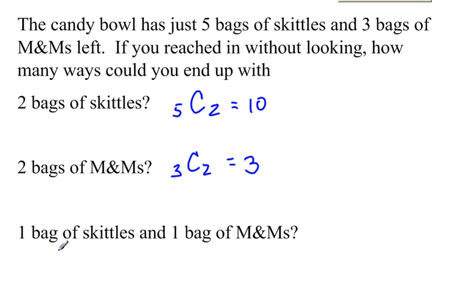Now in this next one, how many ways could I pick 1 bag of Skittles and 1 bag of M&Ms? Well, let's see. I have all the ways I could pick 1 of 5 times all the ways I could pick 1 of 3. Now these are obvious. If I'm choosing 1 of 5, there's 5 ways. If I'm choosing 1 of 3, there's 3 ways. And going back to that multiplication principle, I'm going to multiply those two, and I have a total of 15 different ways that I could pick a bag of Skittles and a bag of M&Ms.